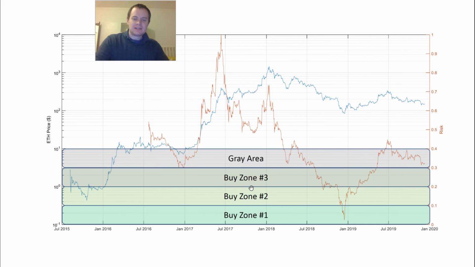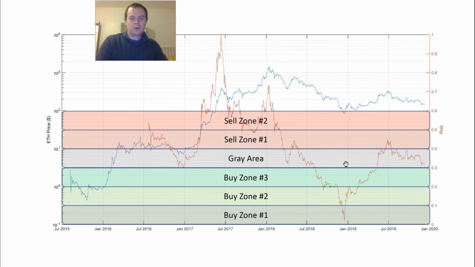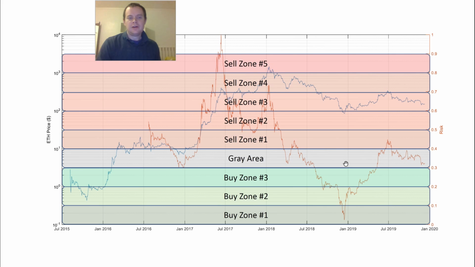Basically, as I said, I have these 3 buy zones, and then I have this gray area where sometimes I'm buying, sometimes I'm selling. And then we have sell zones 1, 2, 3, 4, and 5. You can do it however you want to, but the way I do it is I sell 20% at each level. And some of you probably think, well, if you do that, you're missing out on a lot of potential gains during one of these extended run-ups, like where the market is just going crazy.